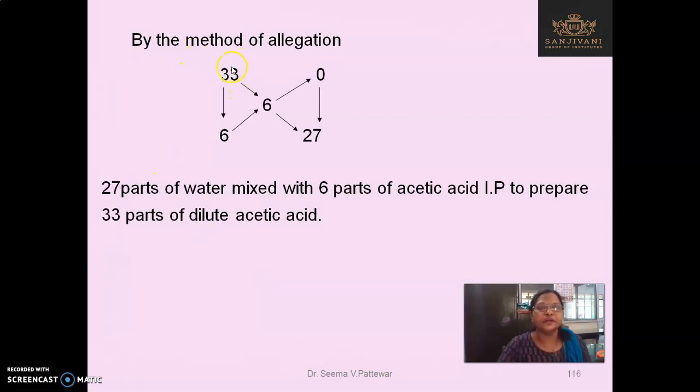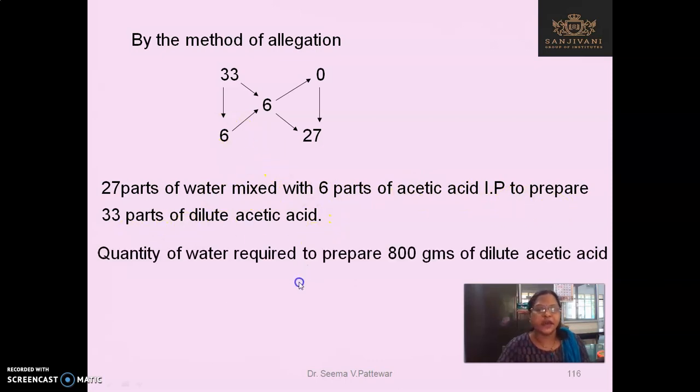So here is the highest percentage, that is the strength of concentrated solution. This is the strength of the diluted solution. Here it does not contain any acetic acid, therefore it is 0%. Again 33 minus 6 you will get 27. 6 minus 0 you will get 6. So 27 parts of water mixed with 6 parts of acetic acid IP to prepare a total of 33 parts of the dilute acetic acid.